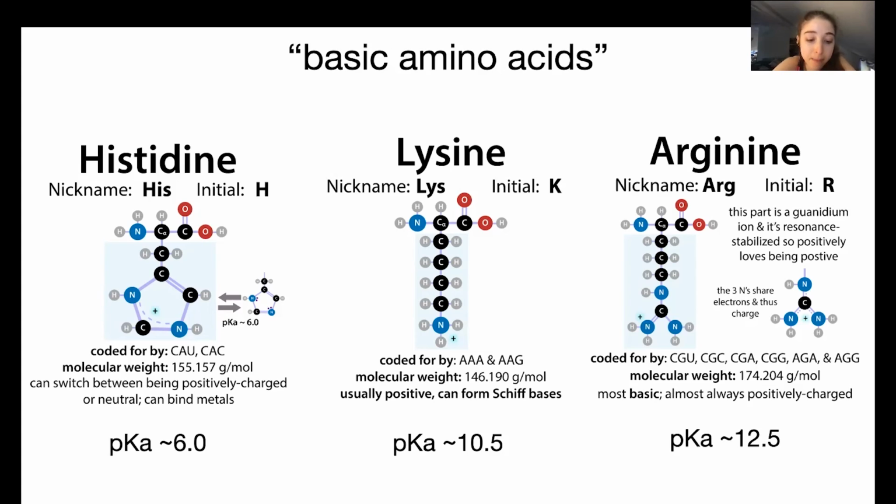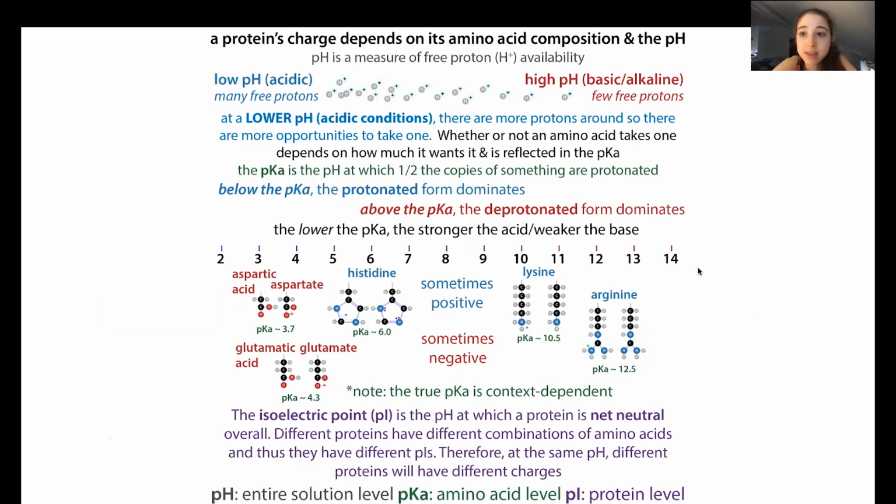But remember, this is at the individual amino acid level. Then we have to talk about the pI, which is at the protein level. And that's going to take into account all of the different amino acids that a protein has. And this is why different proteins have different isoelectric points, and thus different charges at any given pH.